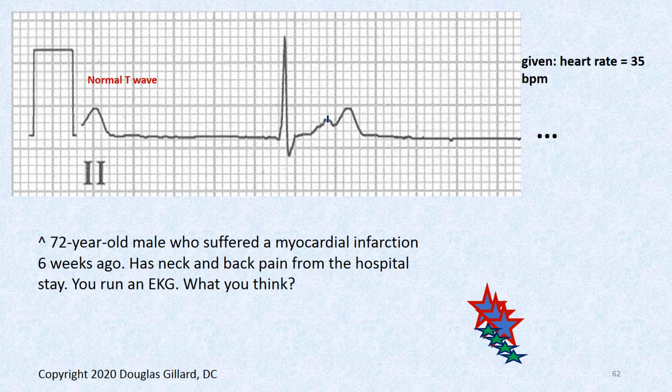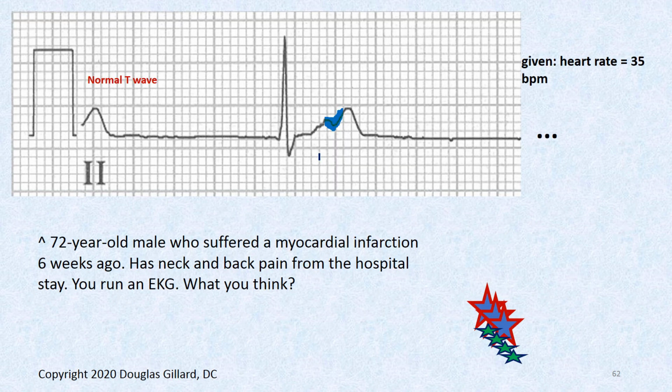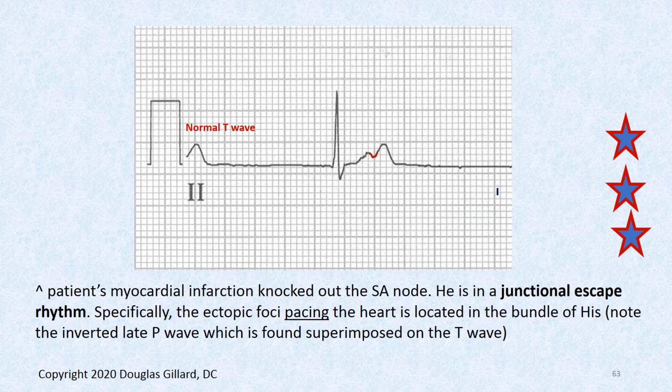Yeah, so what we have actually is an inverted P wave that is dug into the T wave. So this would occur if the ectopic foci is in the bundle of His. So if it goes on and on, it's an escape rhythm. Did it have dots? Yes, it does. Heart rate came out to be 35 beats per minute, and that's a junctional escape rhythm. But strangely, this one's coming from the bundle of His.